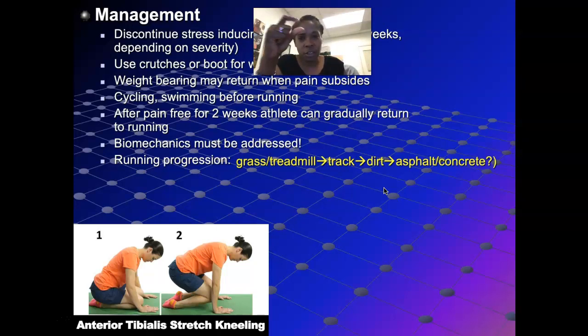So if I take a patient who's been immobilized, who hasn't been loading, and I let them go back to full participation, what do you think is going to happen? Right, they're going to be back in our clinic with another tibial stress fracture.